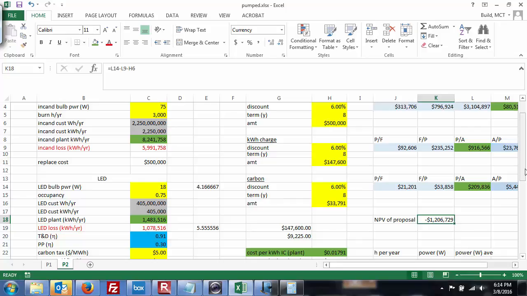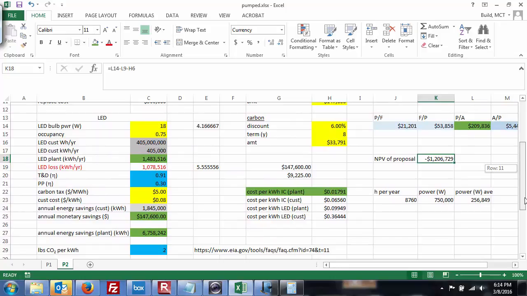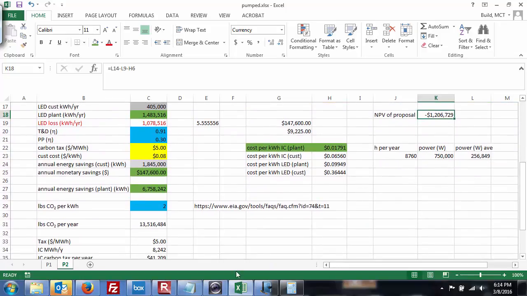Let's see what happens if we play with the carbon tax. Let's just make it 30 bucks. They still lose. Let's make it 50. Now they win. So that's why the utility, unless you make it hurt hard enough, they don't start to win. Right. So it's an interesting problem. It's a really interesting problem.